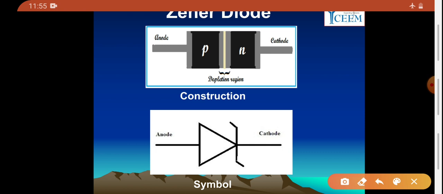So the construction is the same. Zener diode has P type material, N type material. There is a PN junction, depletion layer will be there, anode and cathode will be the two terminals. What is the difference? The Zener diode is a two terminal, single junction but bidirectional device because it can work in reverse bias mode also. That's why it is used as a voltage regulator. It works in reverse bias mode. When connected in forward bias mode, it acts like an ordinary PN junction diode, but it should be connected in reverse bias to work as a regulator.